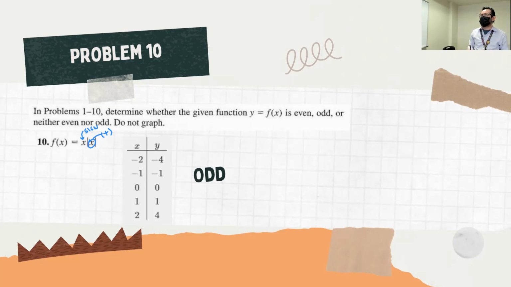So if I substitute -2 and 2, we get opposite values. If I substitute 1 and -1, we also get opposite values, so they're odd. All the ones in these odd-even problems seem to have been odd. Okay, good.